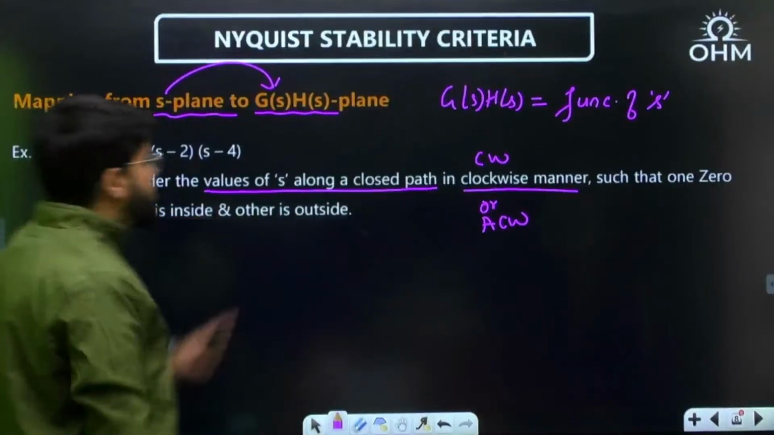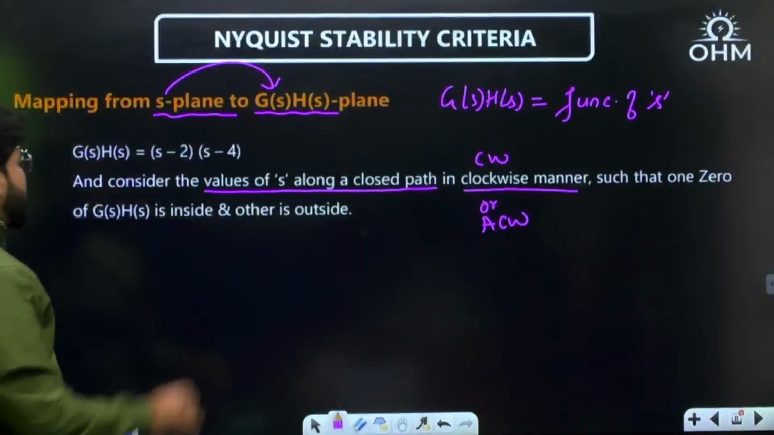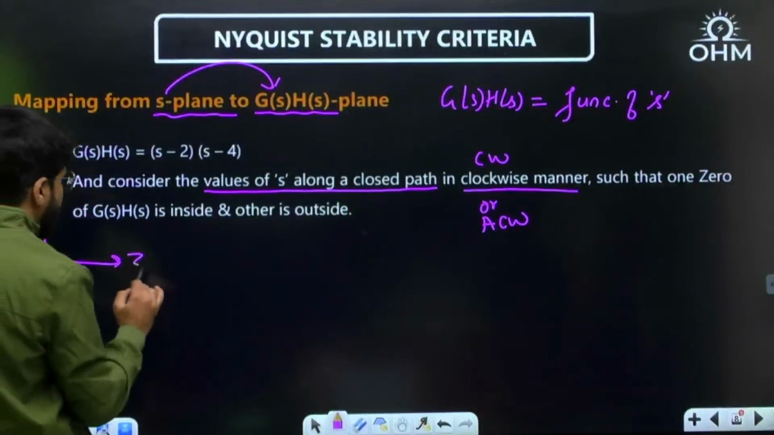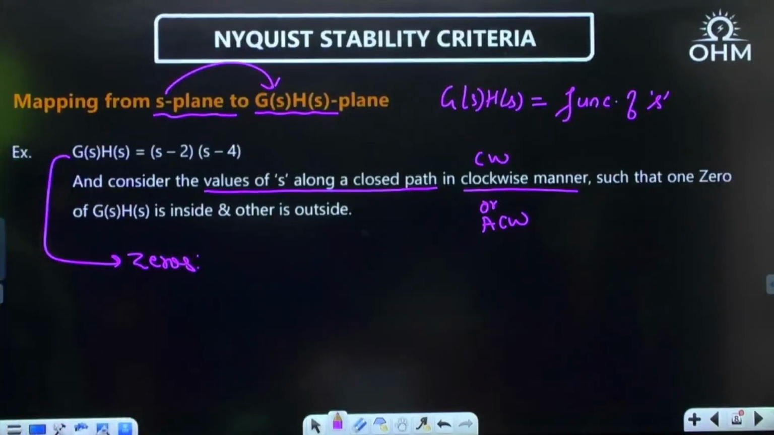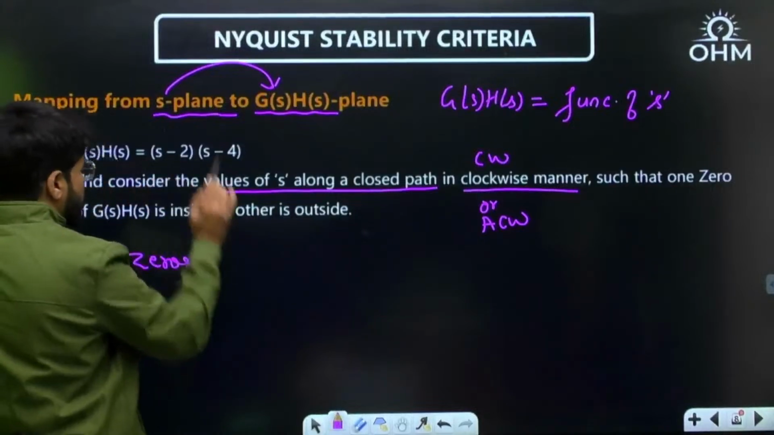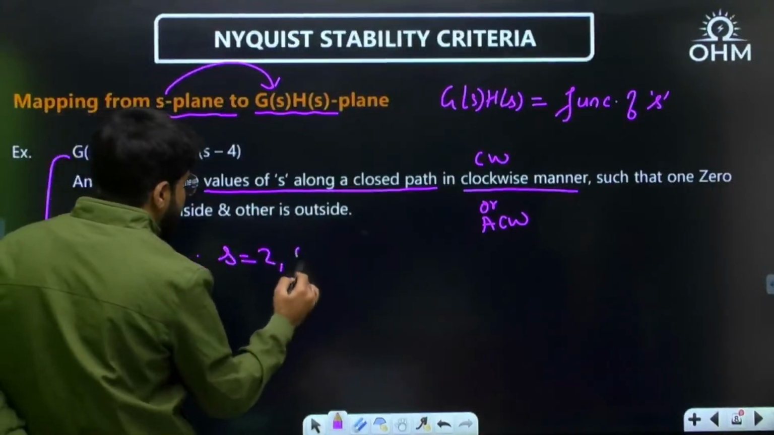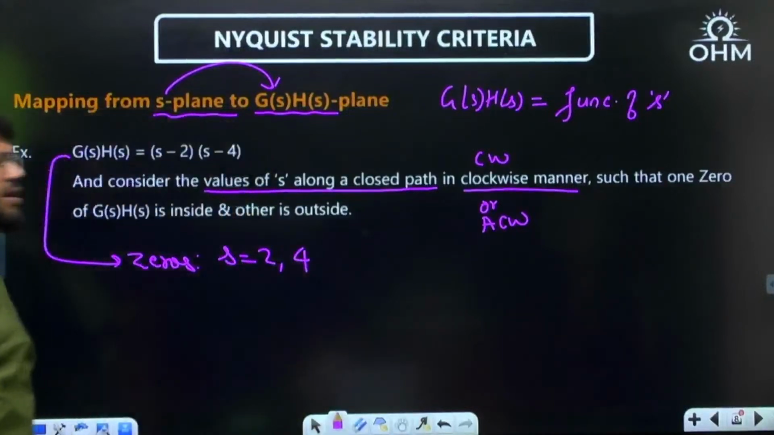Take the values of S in a closed path in the clockwise manner, such that one zero of G(s)H(s)... Now, what are the zeros here? Let us learn about zeros first, then I will talk about poles also. What is G(s)H(s)? What are the zeros? S equal to 2 and S equal to 4. Clearly, S equal to 2 and S equal to 4 are the zeros here.